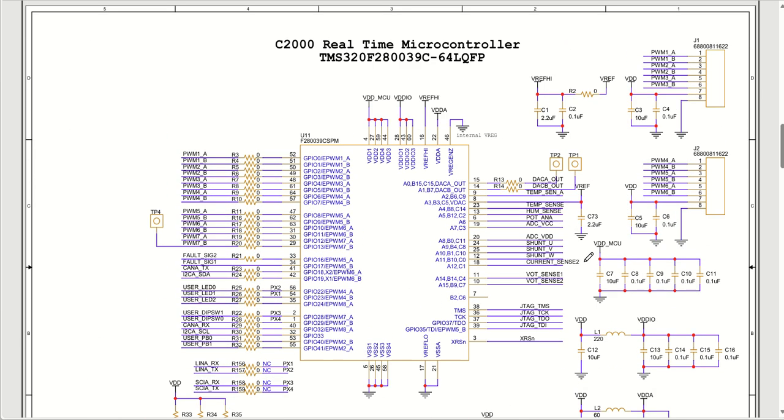I am going to show you the microcontroller part. This is the symbol that has been designed for the F280039CSPM, and you can see we have GPIOs.